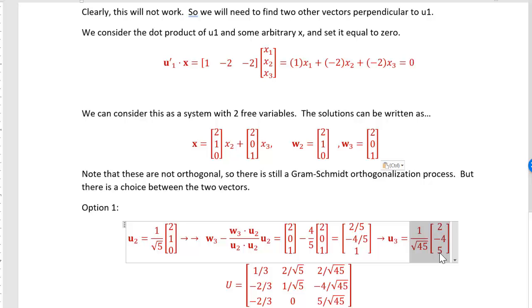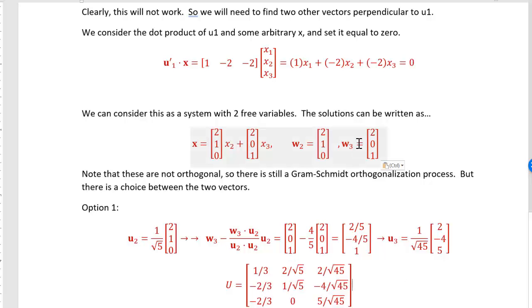So that's our U3. Remember, our U1 was 1/3, negative 2/3, negative 2/3, and we have our U2 in this case as 2 over root 5, 1 over root 5, and 0, and then we just found our U3, which is 2 over root 45, negative 4 over root 45, and 5 over root 45. So this is one possible answer for our U matrix.